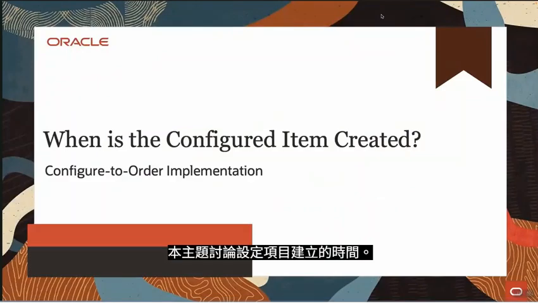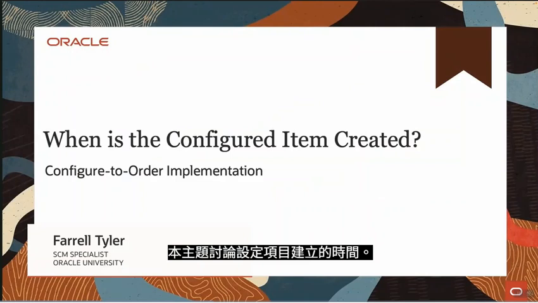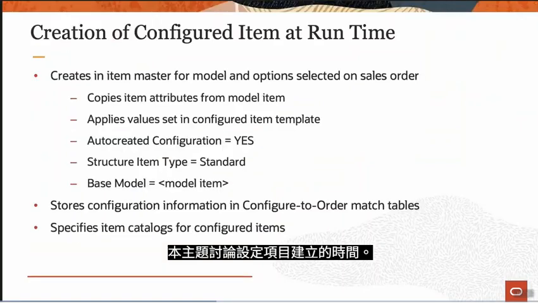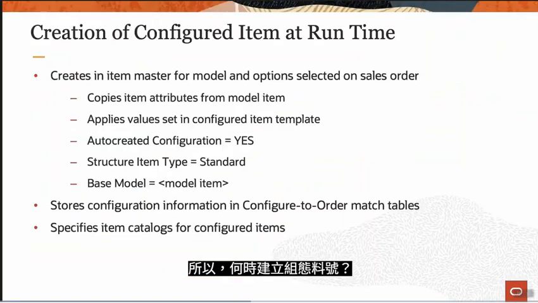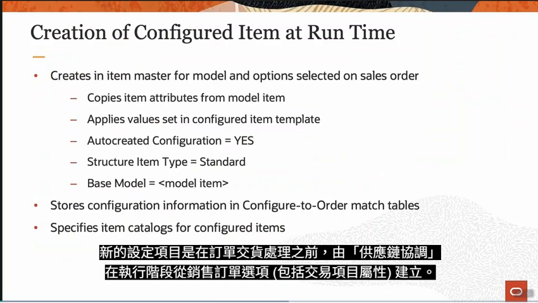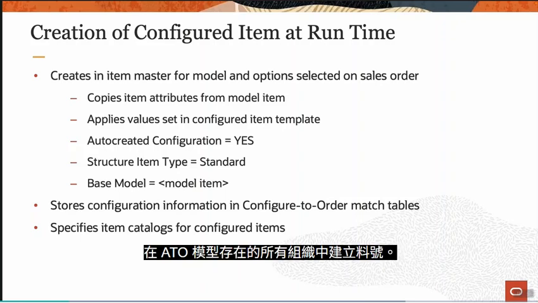This topic discusses when the configured item is created. So when is the configured item created? The new configured item is created by supply chain orchestration at runtime from the sales order selections, including transactional item attributes, prior to order fulfillment processing. The item is created in all organizations in which the ATO model exists.